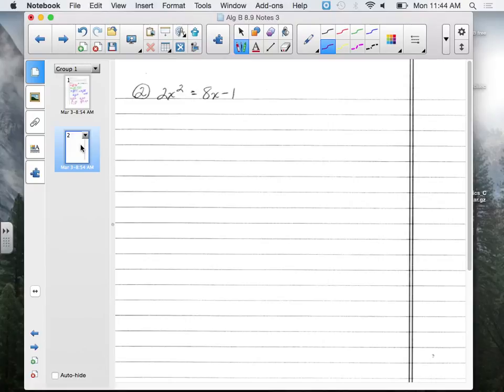I'm hardly going to do anything. You guys are going to tell me everything I have to do because I know you guys can do this. So what do I do first? Make it equal to 0, so we'll subtract 8x and add 1. Those cancel, so we have negative 8x plus 1 plus 2x squared.